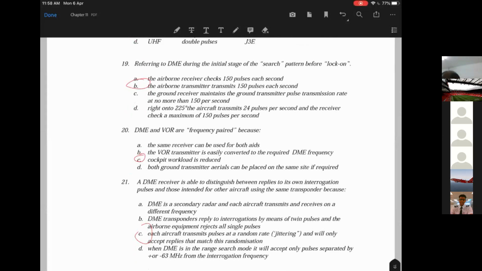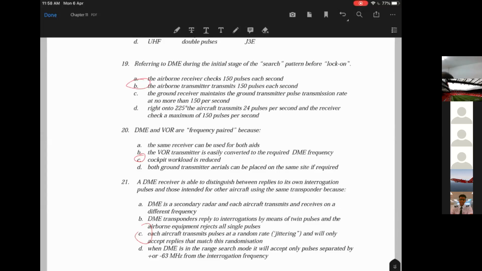Referring to DME, during the initial stage of the search pattern before lock-on, the airborne transmitter transmits 150 pulses each second. Bravo, sir. Question 19, referring to DME, 150 pulse pairs per second in the search mode when the lock-on has not taken place. And once the lock-on takes place, you reduce the transmission to 24 pulse pairs per second, right? Correct, sir. Very good. Absolutely right. Now, question number 20, please.